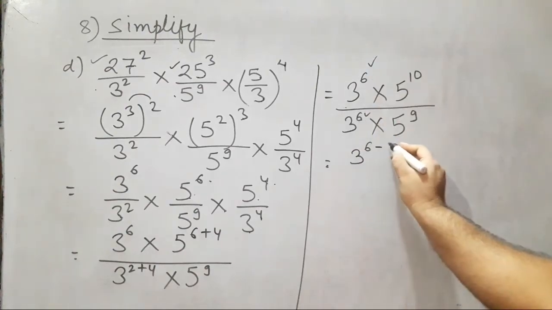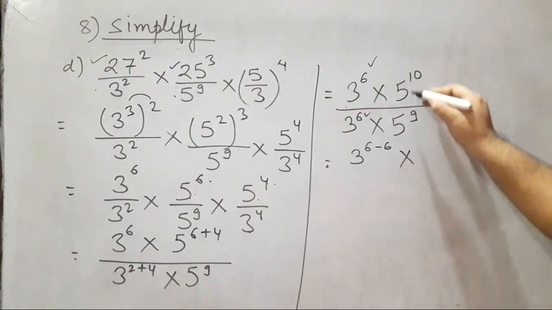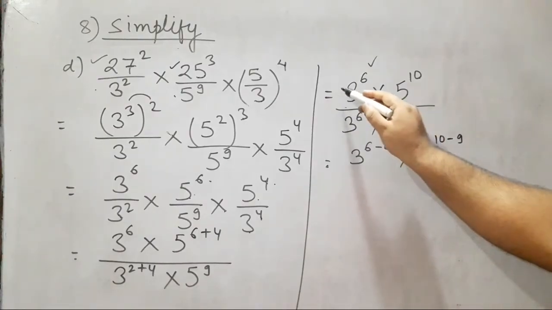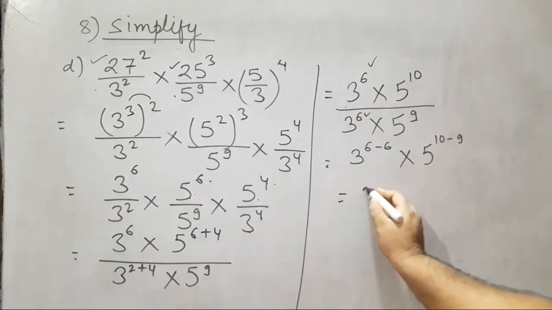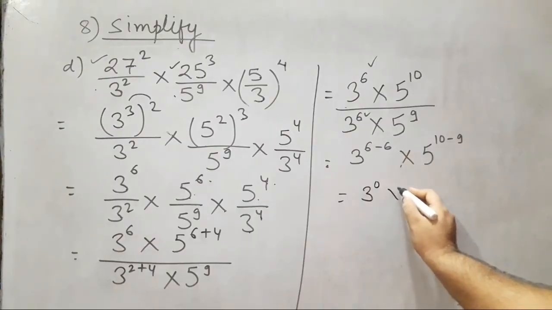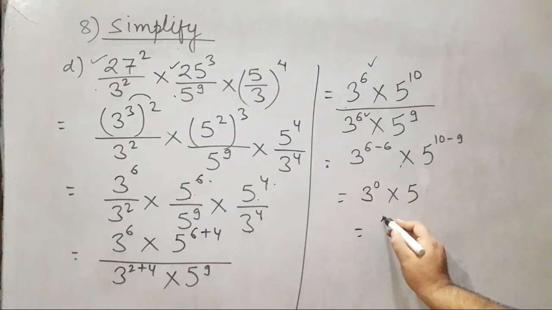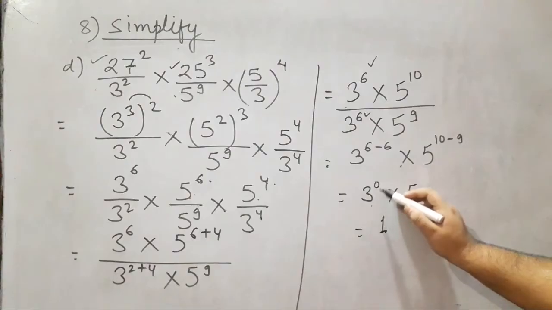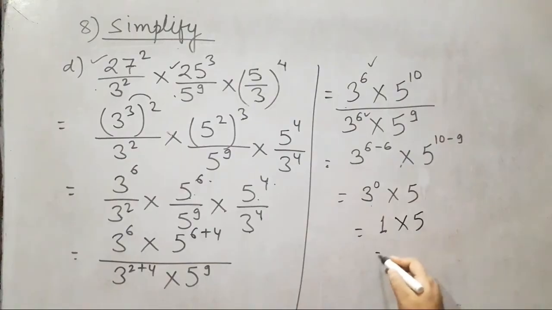3 power 6 minus 6 into 5 power 10 divided by 5 power 9. Quotient law of indices, 5 power 10 minus 9. Here also we follow the quotient law of indices. 3 power 6 minus 6, 0, into 5 power 1. Or simply we can write 5. Now 3 power 0 can be written as 1. From the law of zero index, we had studied that any base raised to the power 0 can be written as 1. So 1 into 5 we can write as 5.